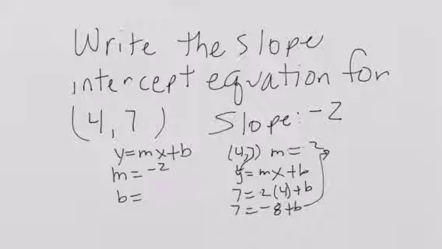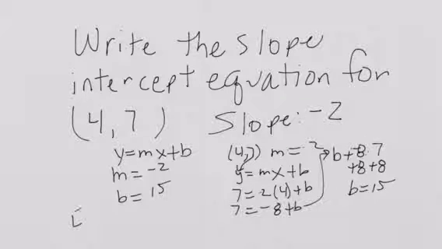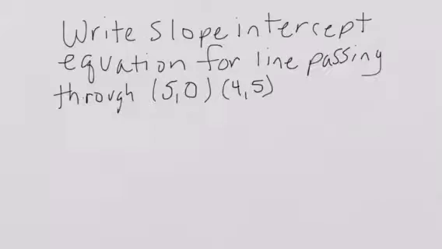Do symmetrical and commutative property of addition. So we have b plus -8 is equal to 7. Zero pair out the 8. So b is equal to 15. So our equation is going to be y is equal to -2x plus 15.